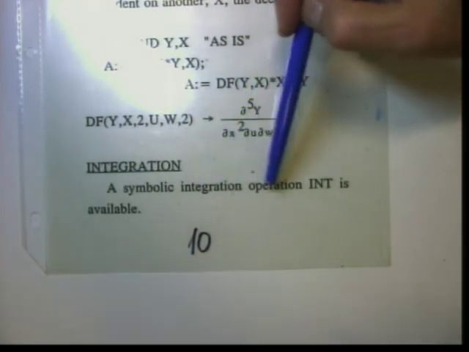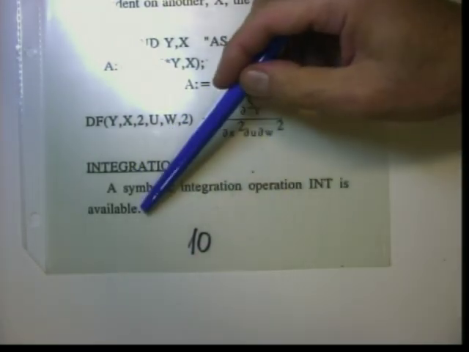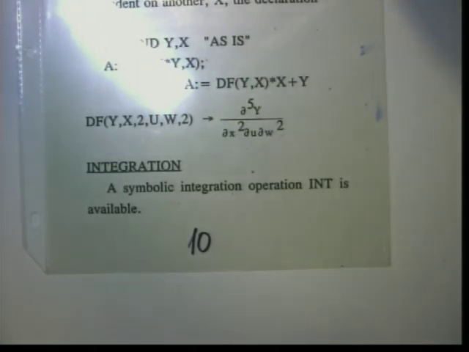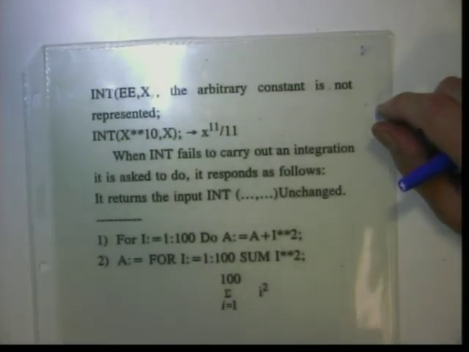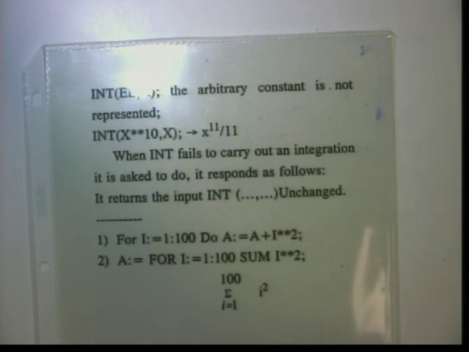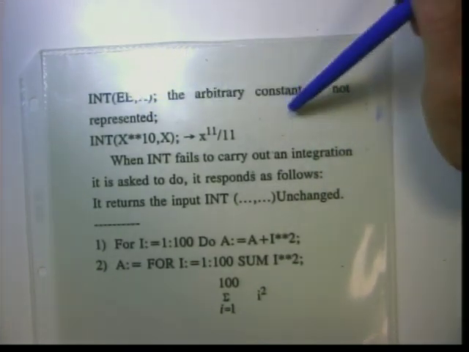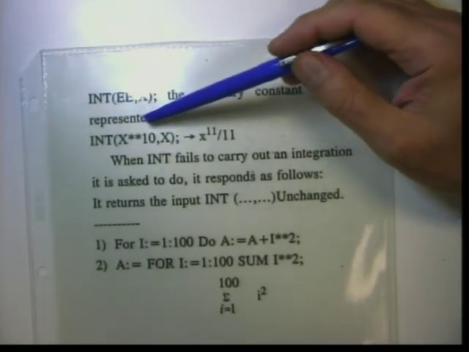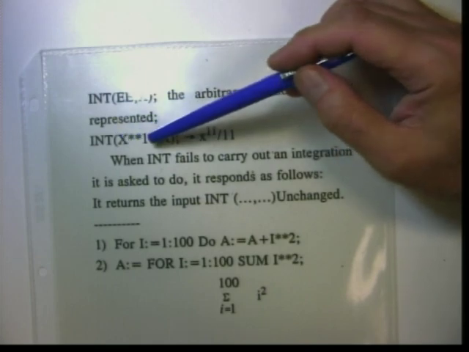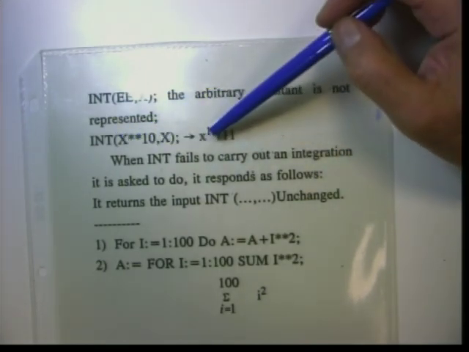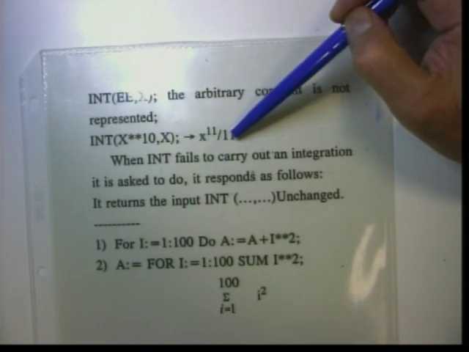Integration, symbolic integration operation int is available. You just write int. Especially it's very easy to do integration of polynomial expressions that we have in the Galerkin method. Because they are polynomials, it's very easy to do all these integrations. So integrate EE with respect to x. The arbitrary constant is not represented. Integrate, say, x in power 10 with respect to x. You will get x in power 11 divided by 11.